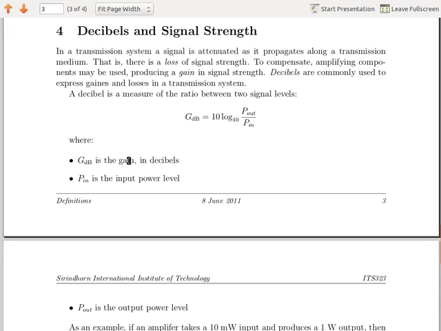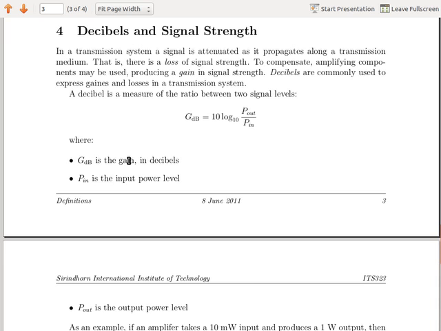Negative 2. Good. The log of 0.01 is minus 2. Multiply everything by 10 and our gain is minus 20 dB. Why is it? Well, we know 10 to the power of minus 2 equals 0.01. The logarithm of 0.01 equals minus 2. Multiply by 10, and the gain of this communication channel is minus 20 dB.